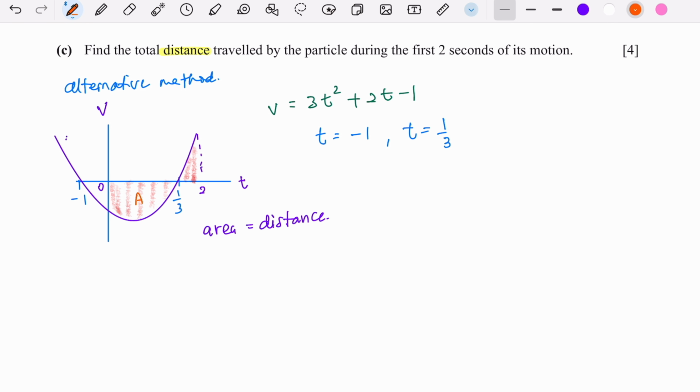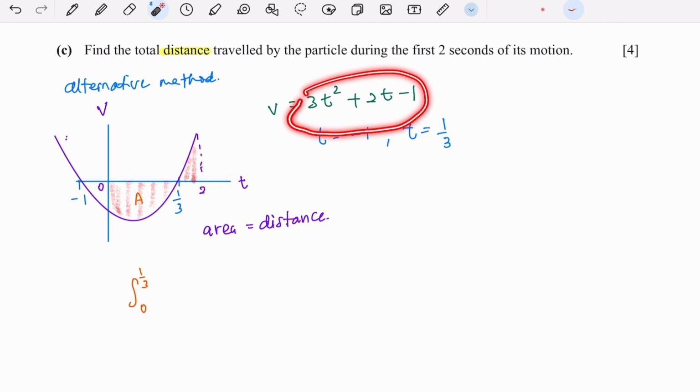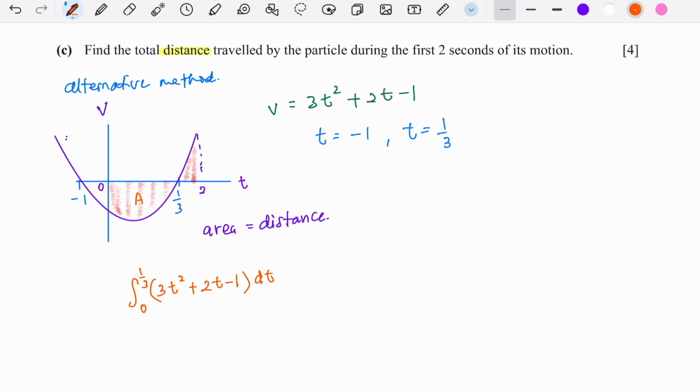Let's label the first area as A, and this area we're going to integrate from 0 to 1/3. The velocity equation is 3t power 2 plus 2t minus 1. Because we want to find the total distance, we will add the second area. Let's label the second area as B. To integrate the B area, the limits will be 1/3 to 2, and we're going to use the same velocity.